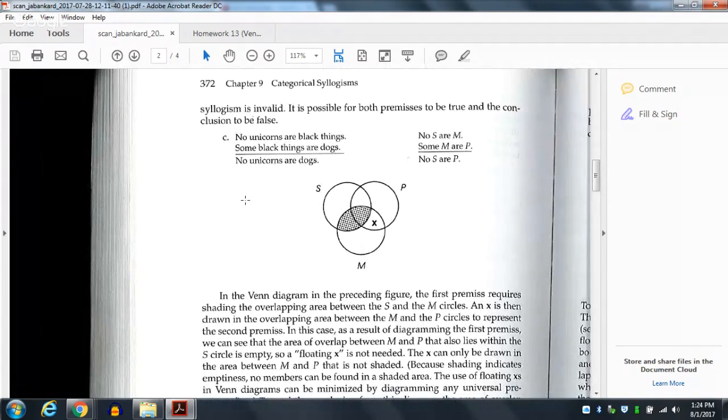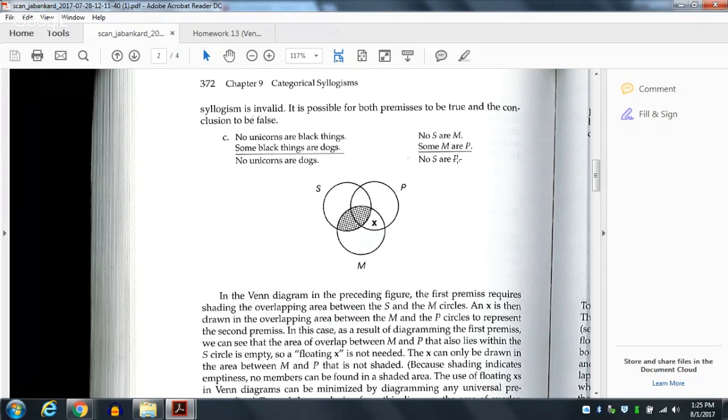Okay, the next example. No unicorns are black things. Some black things are dogs. Therefore, no unicorns are dogs. Again, we have no S are M, an E statement, some M are P, right? An I statement.